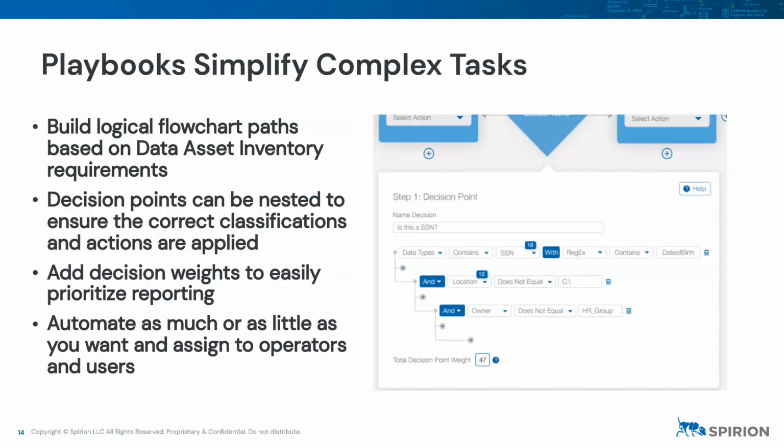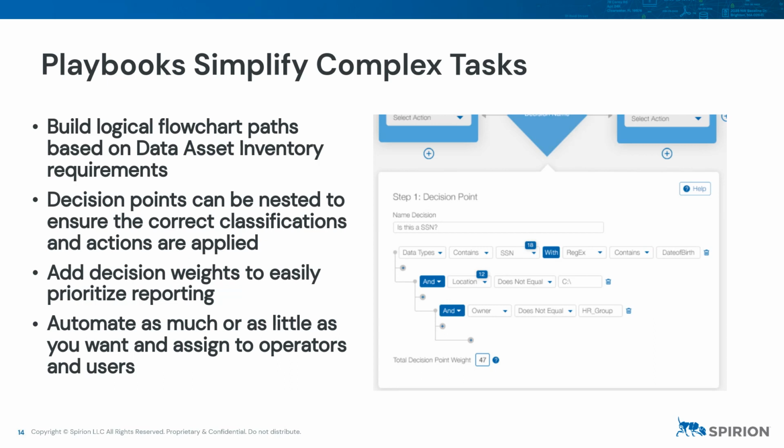So that's enabled by looking at playbooks inside the solution. So you can build those logical flow charts based on that data asset inventory requirements. You can have decision points that can be nested to make sure those proper actions are applied. Get that visibility by applying weights to those results and you can prioritize those reporting elements. And then you can automate as much or as little as possible as is appropriate.